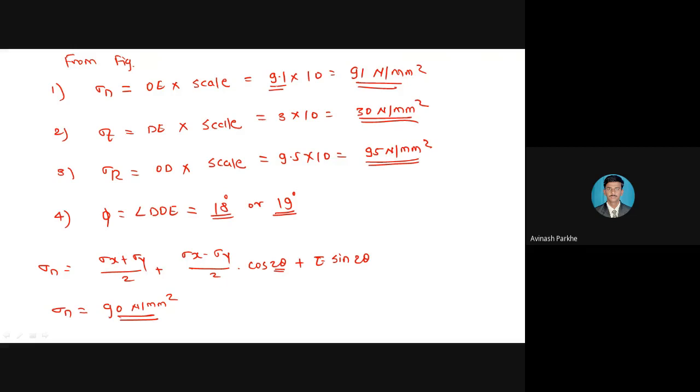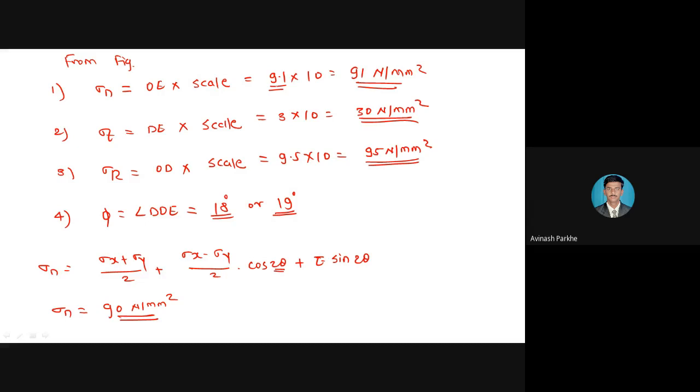Yes, sigma R, the resultant stress, is also 94.86. Yes, sigma R is 94.86, meaning approximately 95 Newton per mm square. Correct. So all the answers I have verified. Then check that phi also, whether it is 18 degree or 19 degree or in between. Sigma n is verified, sigma t is verified, sigma r is verified. Then check the phi angle, tan inverse of sigma t upon sigma n. 18.43, no problem. 18.43 is in between 18 and 19 degree.